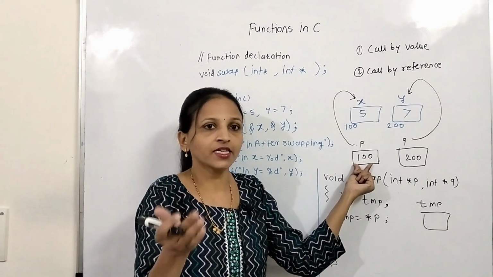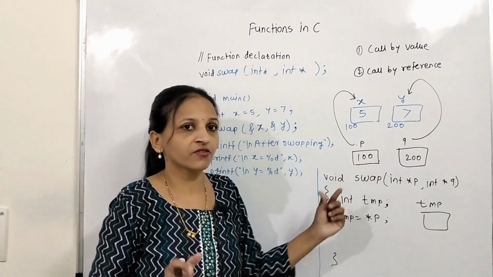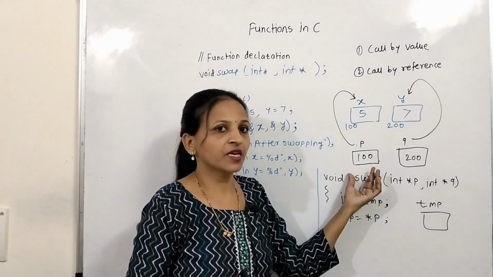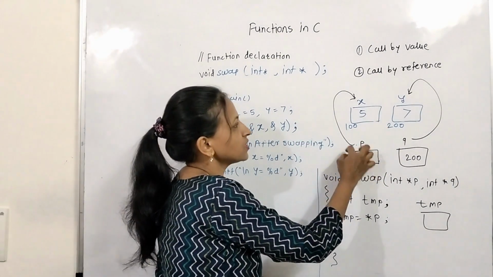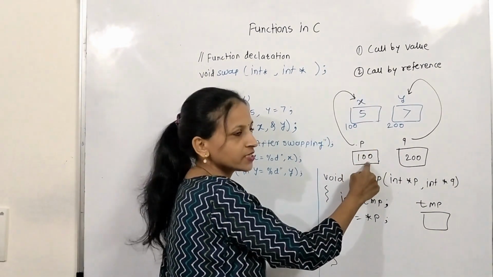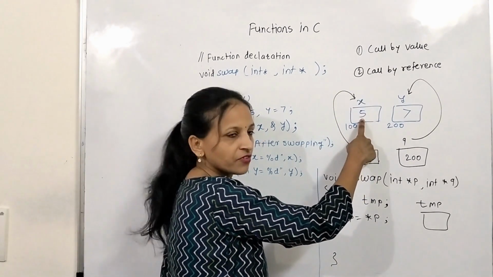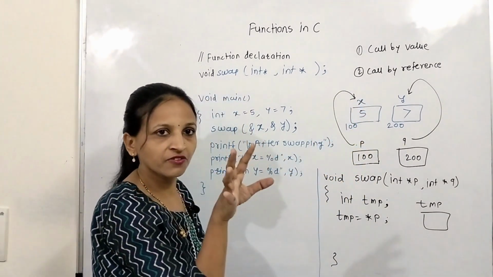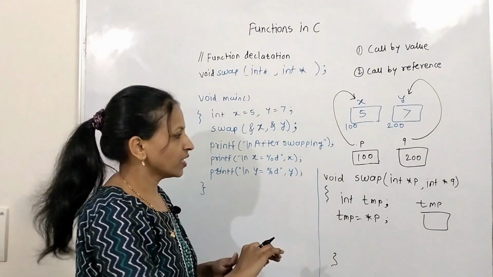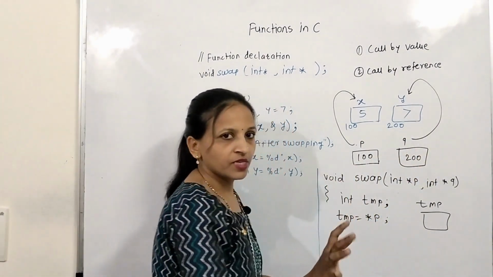Now using the indirection operator or dereferencing operator, we can fetch the value of that X with the help of the pointer variable. That's why I have written it like this, star P. Star P means value at address P, that is value at address 100, and value at address 100 is 5. That is, indirectly we are fetching the value of X. That is nothing but the actual argument. Okay. Now this P and Q are formal arguments.